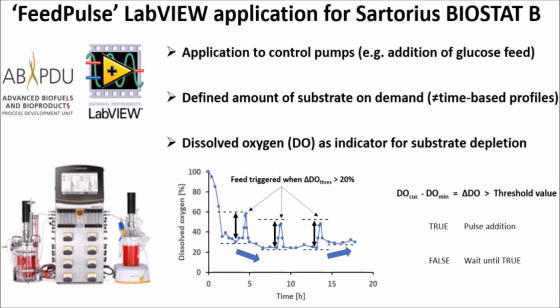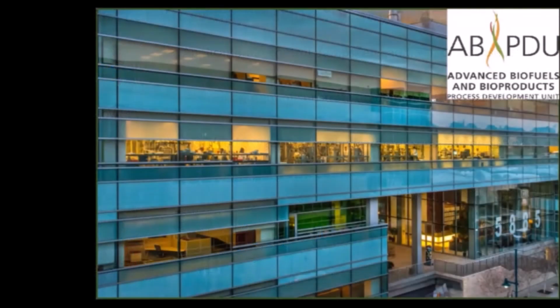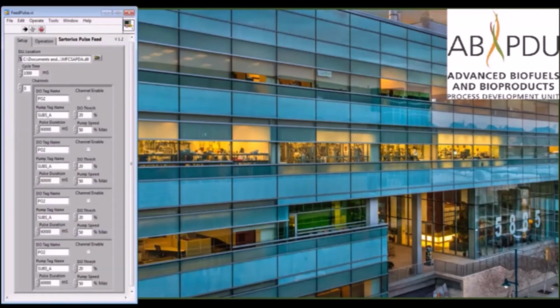abpdu.lbl.gov. When it comes to setting up the software, the first thing we want to do is to pull up the LabVIEW front panel. There we go, the FeedPulse VI. Similar to the first software, this is a 2-pager. One is the setup page and the other one is the operation page.